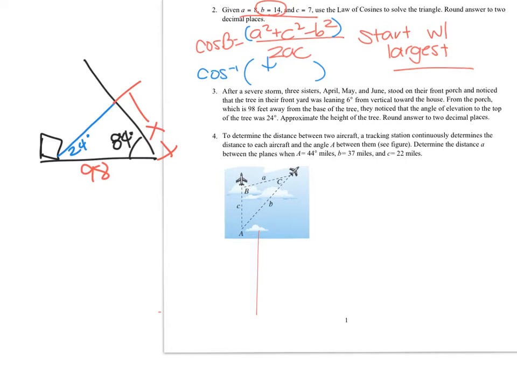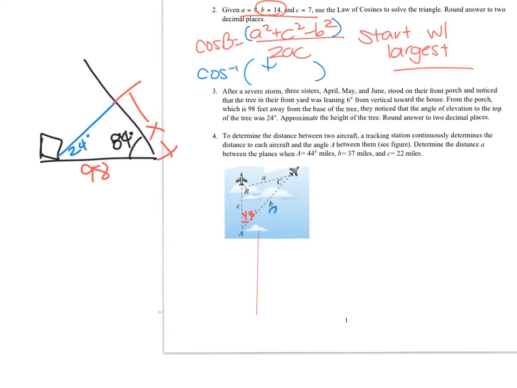Number 4 says to determine the distance between 2 aircraft, a tracking station continuously determines the distance and the angle between them, blah, blah, blah. Determine the distance A between the planes. A is 44 degrees. That shouldn't be degrees, miles. It should just be degrees. A is 44.